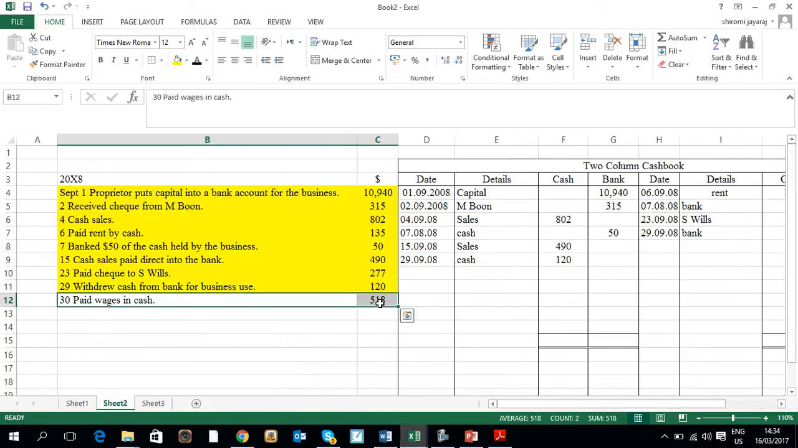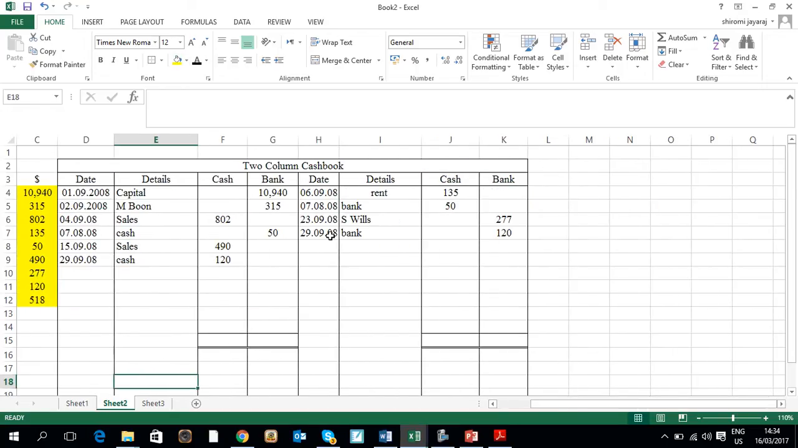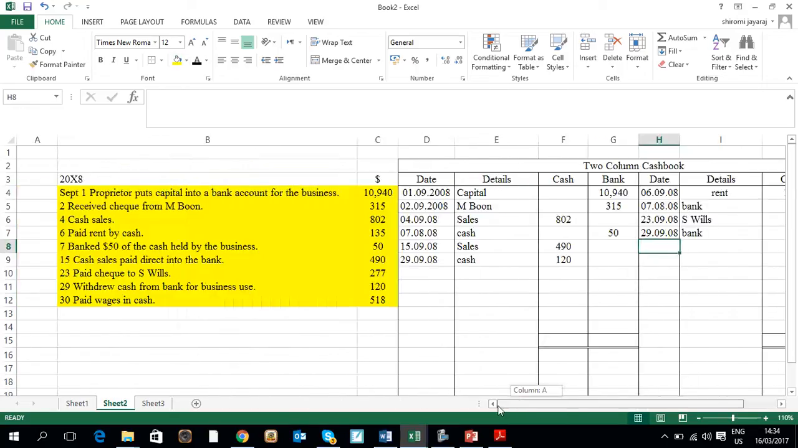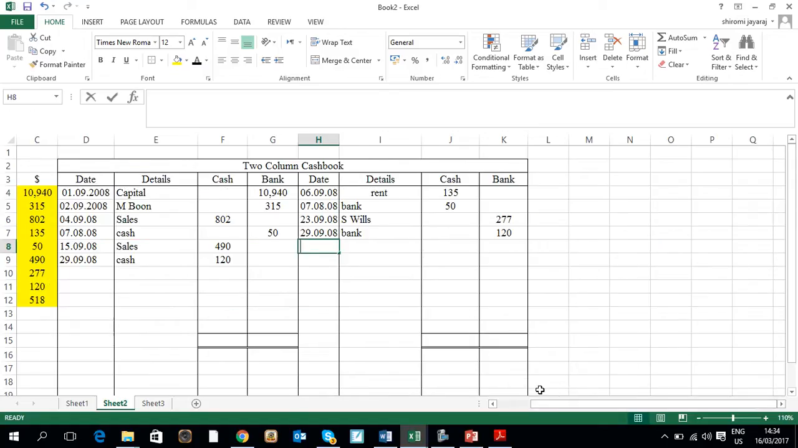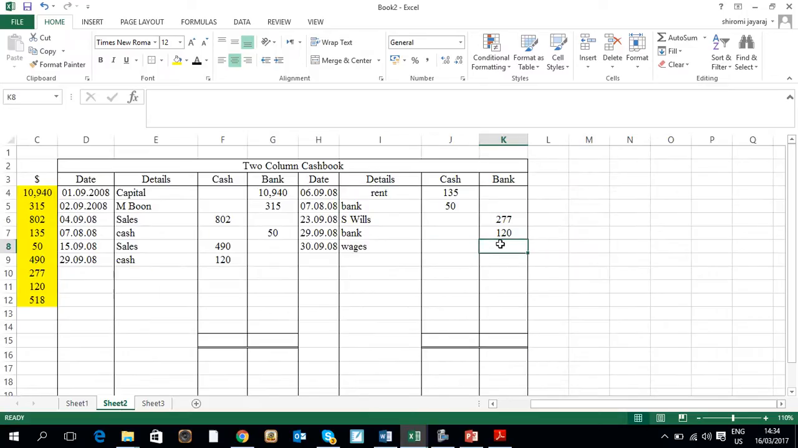Paid wages in cash. It goes to the credit side of the cash book, cash column, and that is on 30th. Paid wages by cash. Therefore, cash column credit by 518.